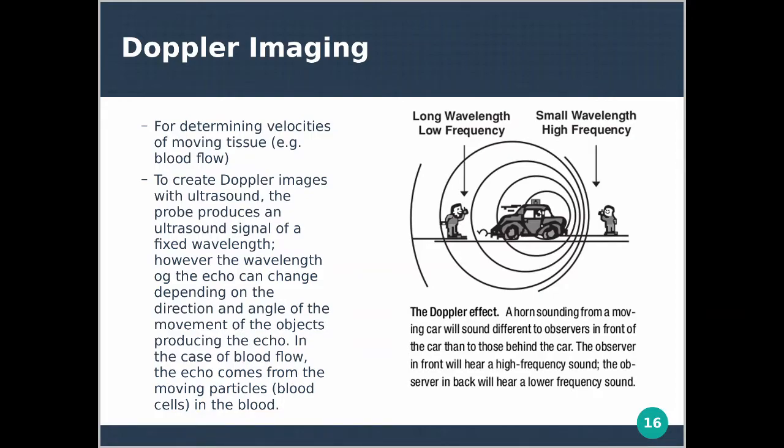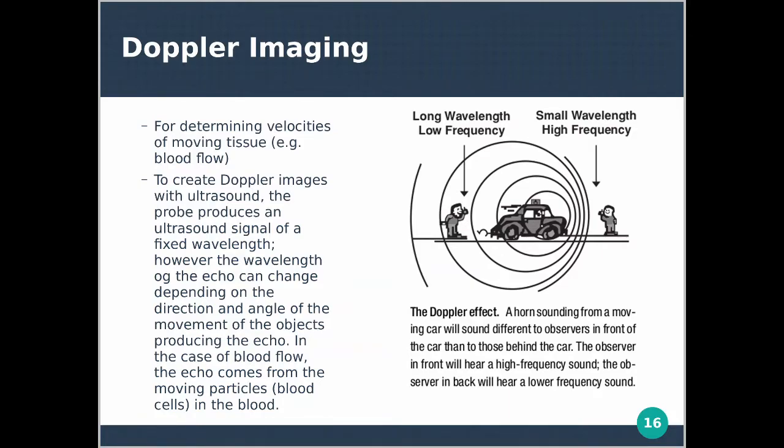Now, in Doppler imaging, we use the Doppler effect to determine the velocities of moving tissues, for example, blood flow. This is especially helpful in studying, for example, stroke. You do Doppler imaging in order to monitor the blood flow throughout your brain. Which part is the blood constricted? Where is there difficulty in the flow of blood? You can easily know through Doppler imaging.